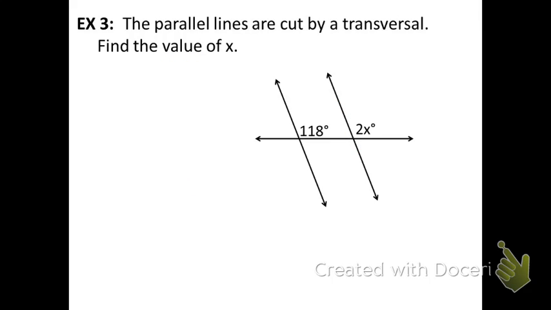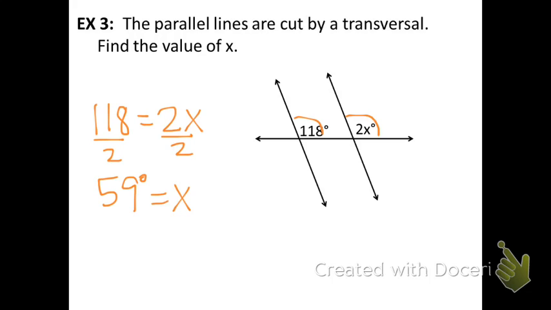On example 3 it says, the parallel lines are cut by a transversal, find x. Here we have corresponding angles, and we know that corresponding angles are congruent, so that means their measures are equal. So we're going to set them equal and solve. So to solve this, we divide by 2, and x will give us 59 degrees.